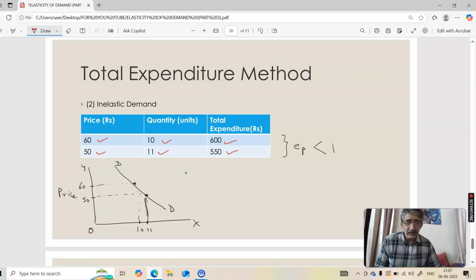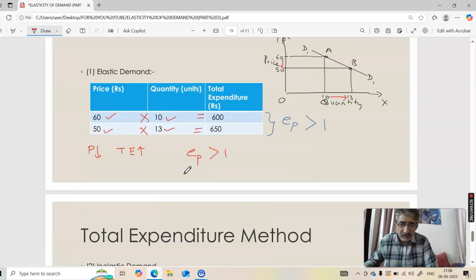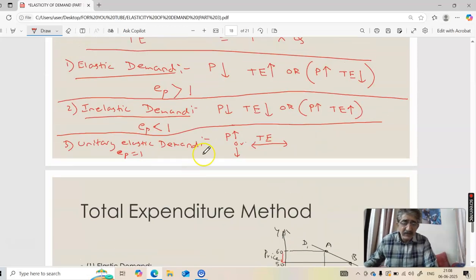So just go by the basic symbolic form which I told you here. What's happening when the price has fallen down? What is the effect on the total expenditure, children? Total expenditure was 600. From 600, it has fallen down to 550. Total expenditure has fallen down. It means it shows a direct relationship between the price and the total expenditure. And I told you, let's go back and see. This is what the second case is of inelastic demand. Price falls and total expenditure also falls.